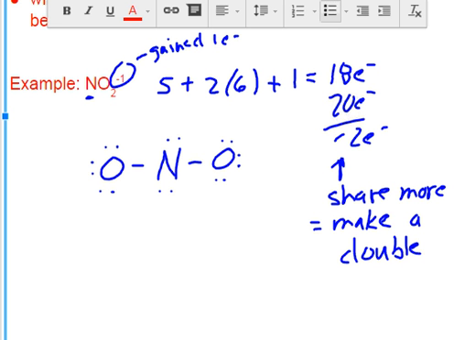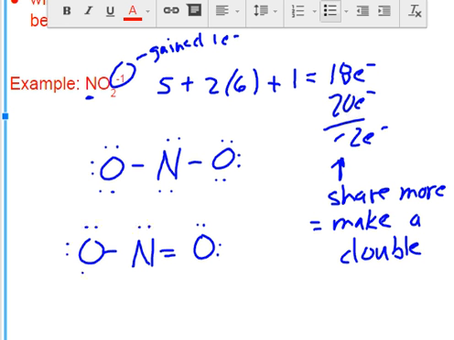If it was minus 4, I'd make 2 double bonds. Or if I only had 2 atoms, I'd make a triple bond. But I have to share more. So I'm going to redraw this. I'm going to make one of these a double bond. I'm going to leave the other one a single bond because I was only short 2 electrons. And now I'm going to look at what oxygen needs. This oxygen needs 4. Now nitrogen only needs 2.